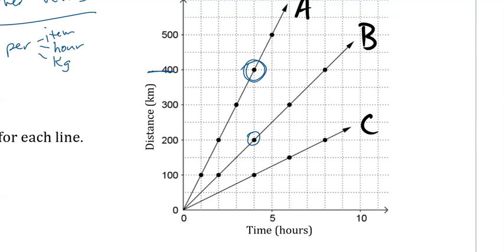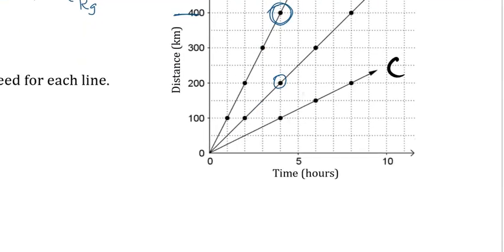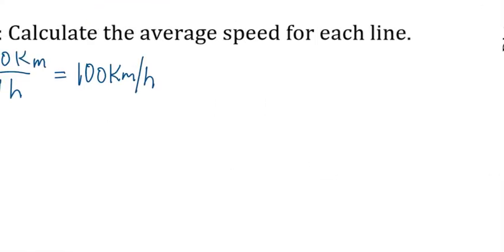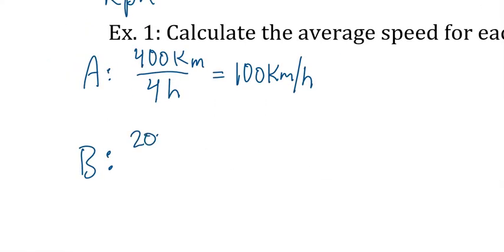So this B went 200 kilometers in 4 hours. 200 divided by 4 is 50. So this one worked out to 50 kilometers per hour. What other ways could we look at this?